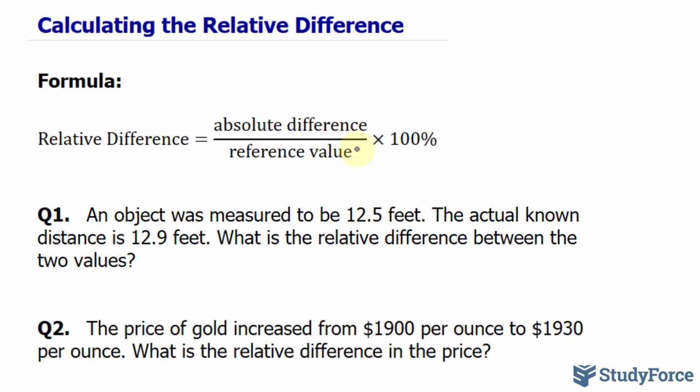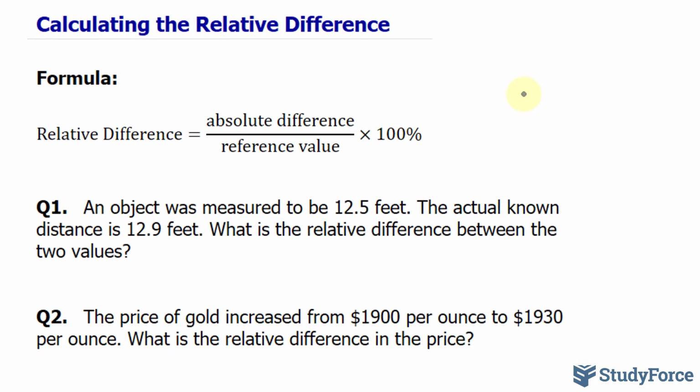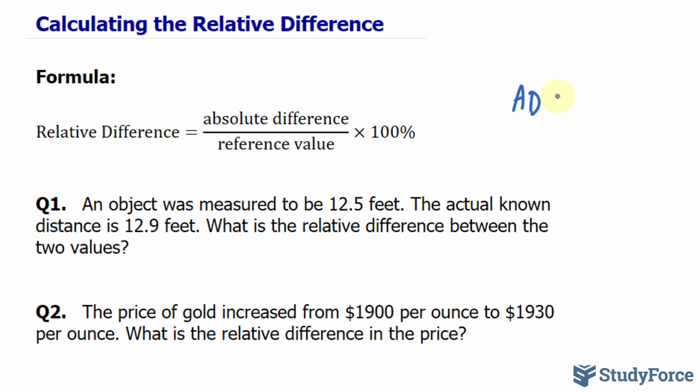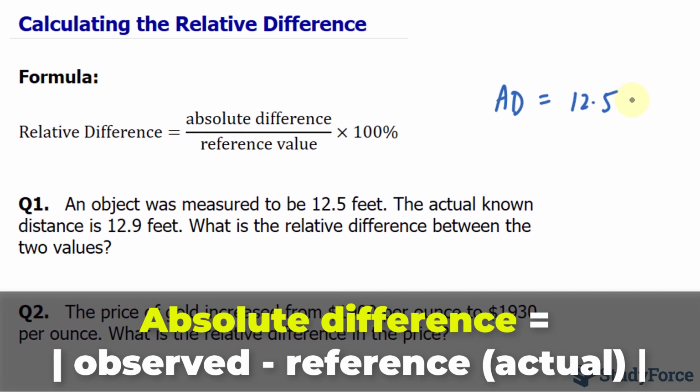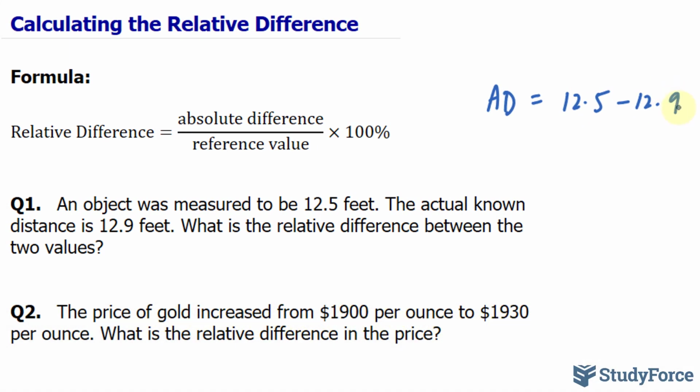So let's begin by calculating the absolute difference, and I'll denote that as AD for short. To calculate the absolute difference, we will take the observed, which is 12.5, and subtract from that the actual, or the reference value, being 12.9. So we have the observed minus the actual.